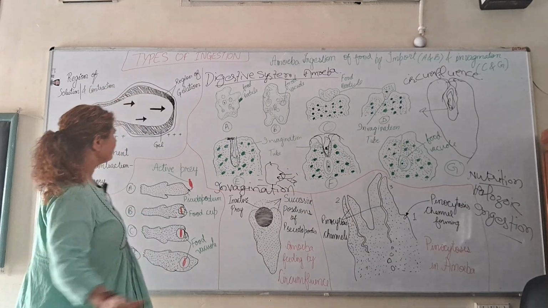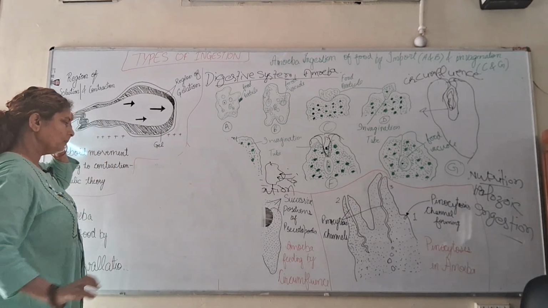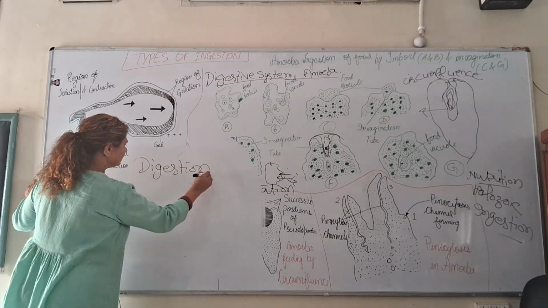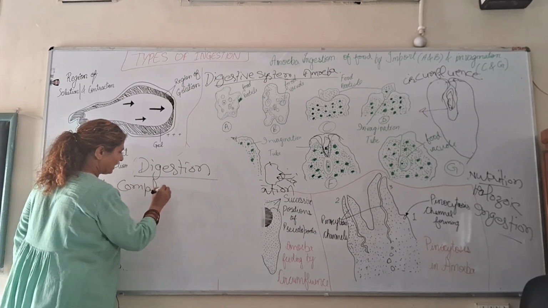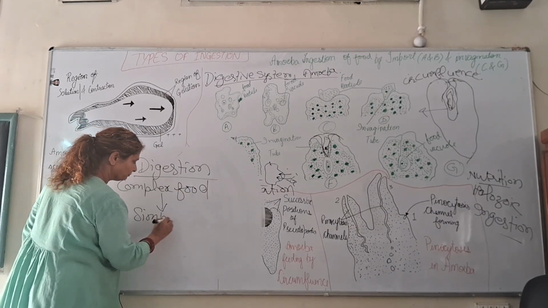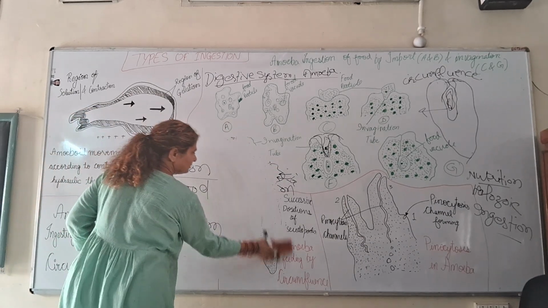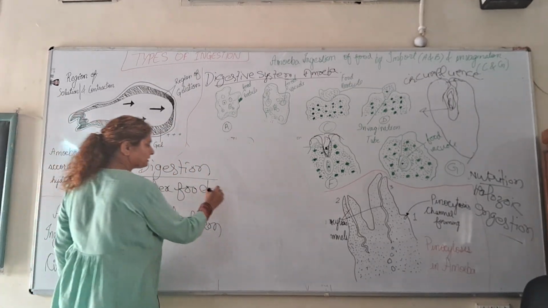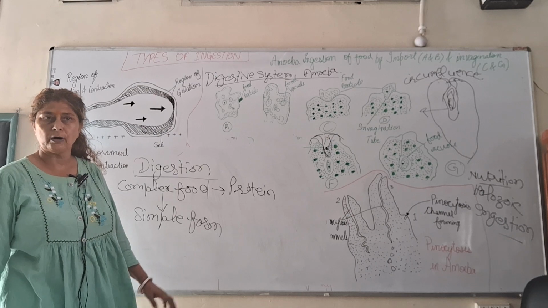The next step is digestion. Now how is the food digested? The definition of digestion: complex food changes into simple food, simple form. Complex food changes into simple form. Write down: if protein is there, protein is a structural food which forms the structures.